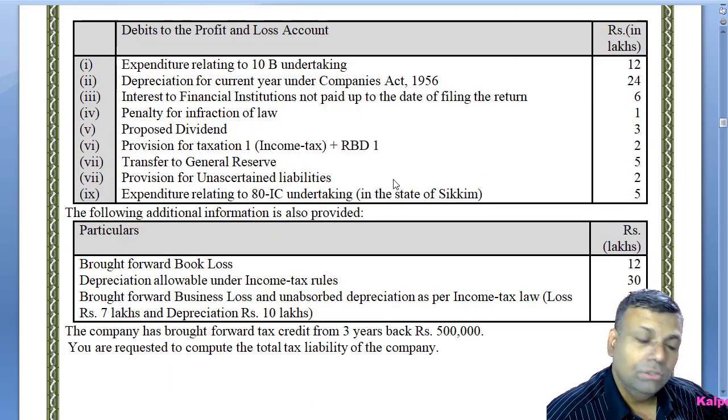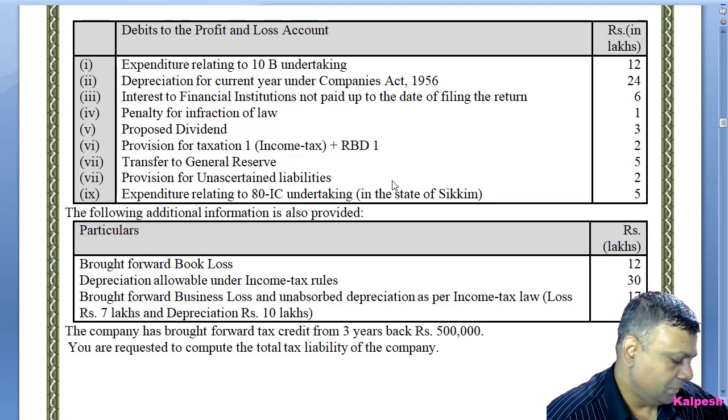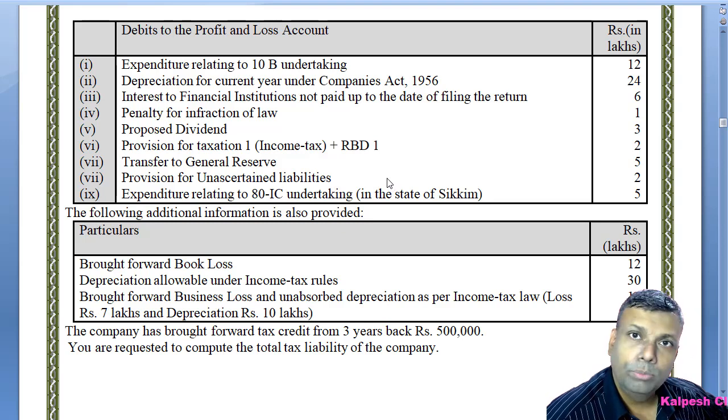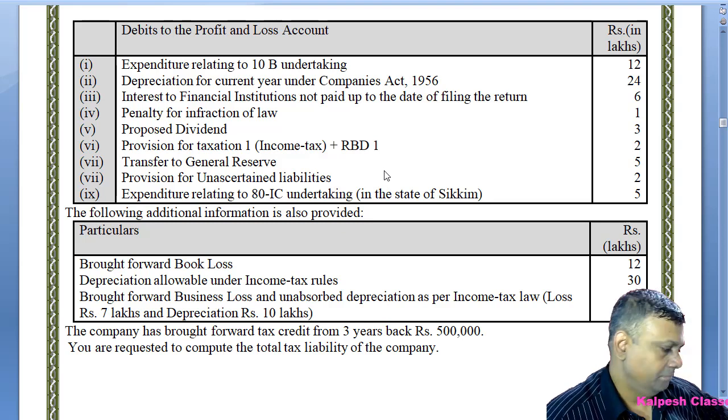The following additional information is also provided. Brought forward book loss, depreciation allowable under the income tax rules, brought forward business loss and unabsorbed depreciation as per income tax law: loss rupees 7 lakhs and depreciation rupees 10 lakhs. The company has a brought forward tax credit from 3 years back of rupees 5 lakhs. You are requested to compute the total tax liability of the company.